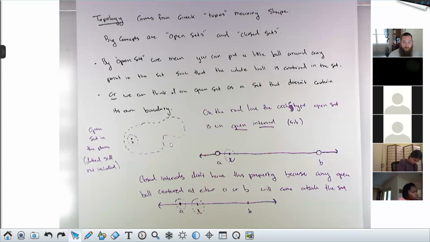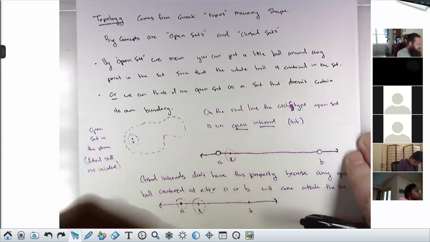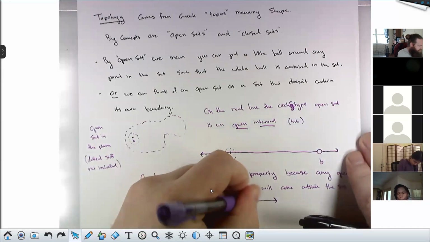Closed sets contain their boundary. Open sets do not contain their boundary. So your archetype of an open set is an open interval, and the archetype of a closed set is a closed interval. That's the sort of basics here.